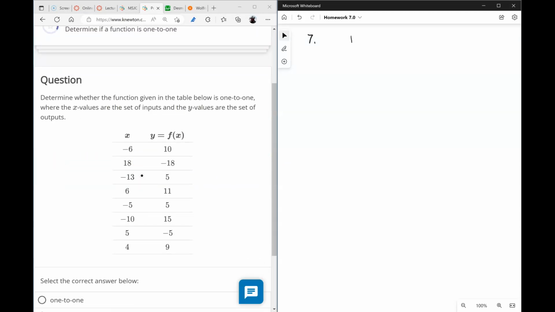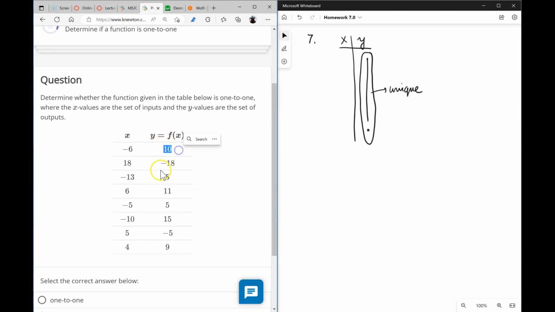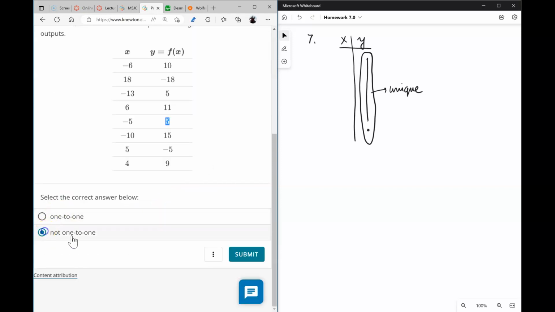Same thing, right? We have a one-to-one question, but the table is now arranged vertically. The condition for a function to be one-to-one is that the outputs have to be unique. So all I have to do is browse through all the outputs and make sure they don't repeat. And here I see that they do repeat. At -13 and -5, we have the same output. That means this function is not one-to-one.